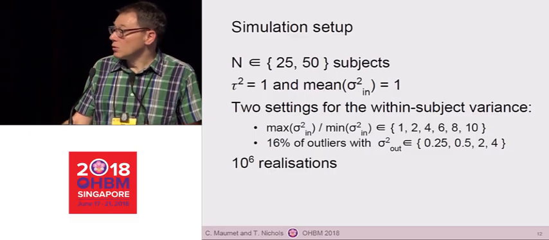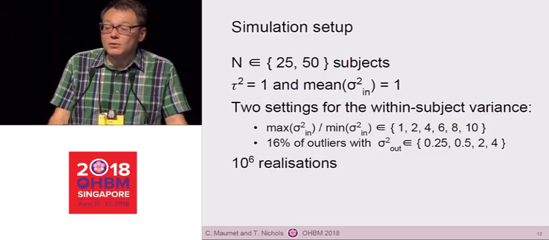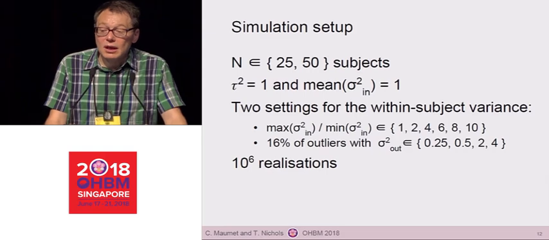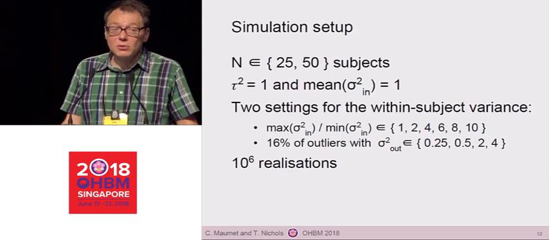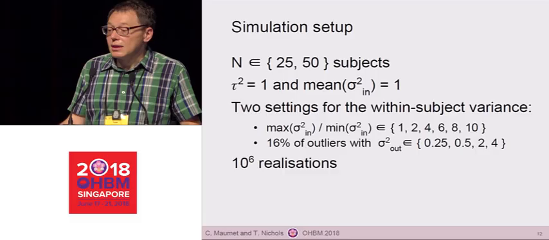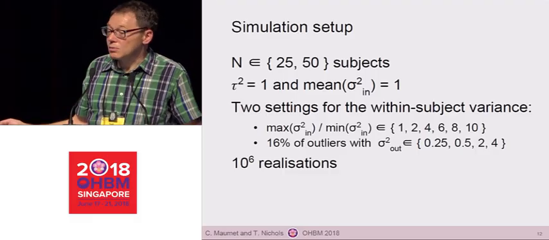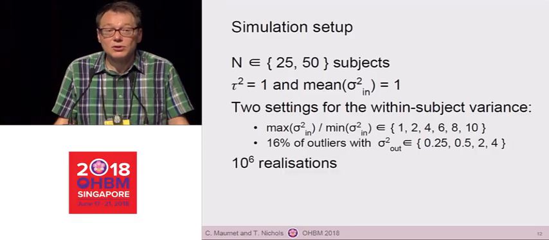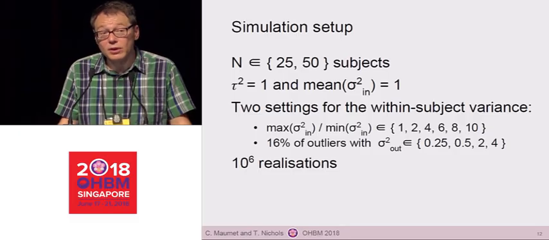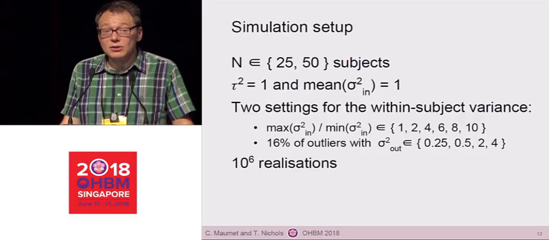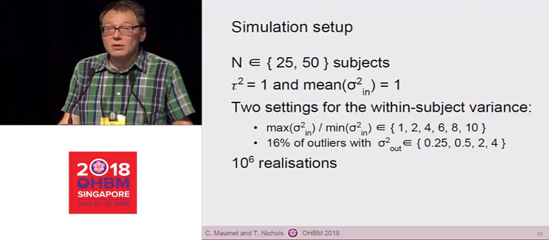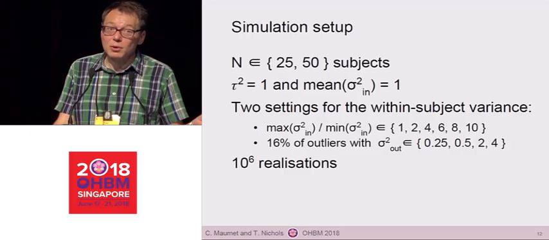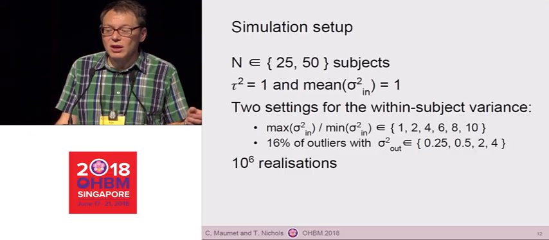So what do we do? We started with 2 different setups where we have 25 and 50 subjects, where we set the between subject variance to be 1, and then we have the mean within subject variance to be 1, and we're going to consider a range of heterogeneity, because that's what we're worried about. We saw that in the meta-analysis setting, that heterogeneity of the within study, and now I'm worried about within subject variance varying. So what is this like?